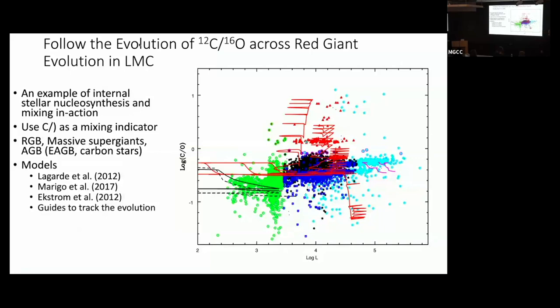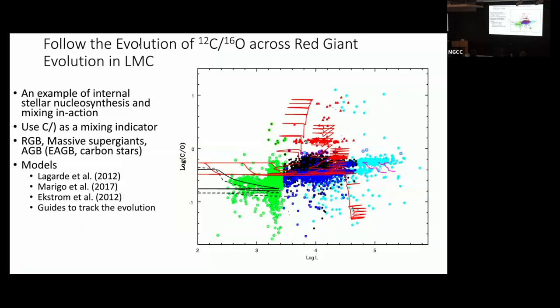Got it. So this is my wrap-up slide where I just took lots of colors and lots of tracks and things. But I picked the ratio of carbon to oxygen. That's an easy one. So this is really C12 to O16. And I've put the large cloud, this is the large cloud, the big sample, not the small cloud. The C/O ratio and luminosity.